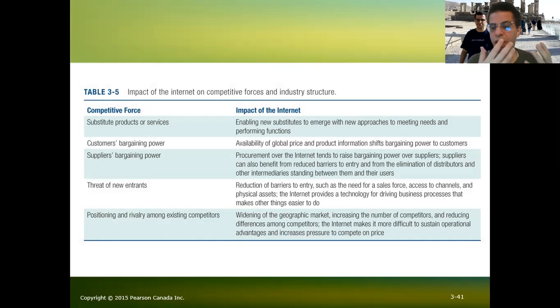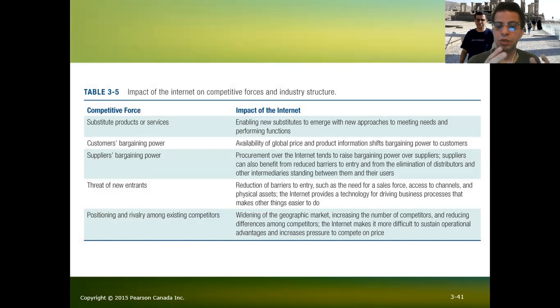In the case of the threat of new entrants, there is a reduction of barriers to entry, such as the need for a sales force, access to the channels, and physical assets. The internet provides the technology for driving business processes that makes other things easier to do. We said with the internet you don't really need a big sales force. You might not need that many people processing papers and all these things. The system can do all these things.